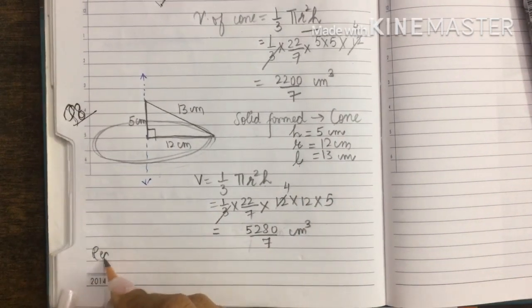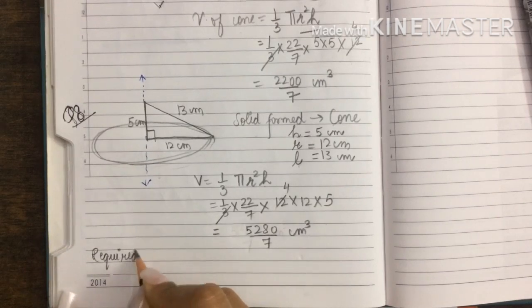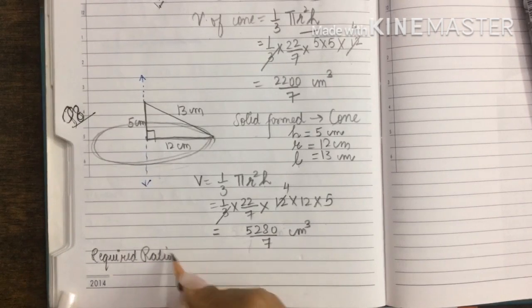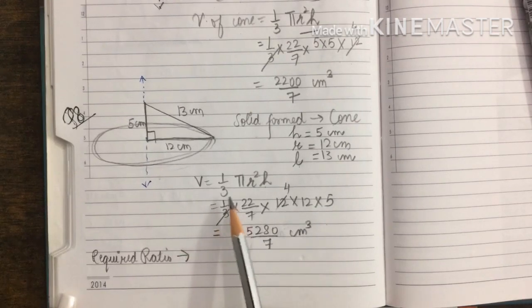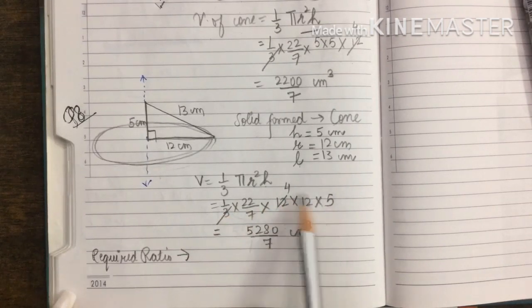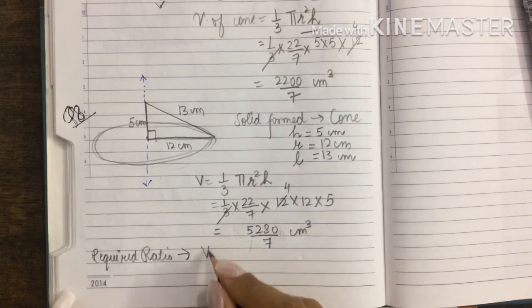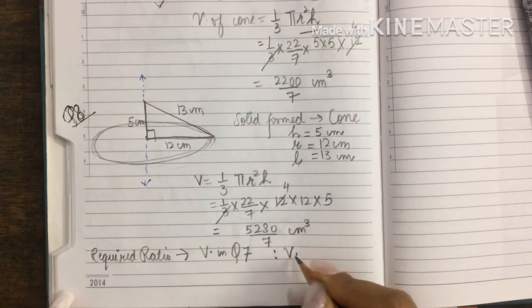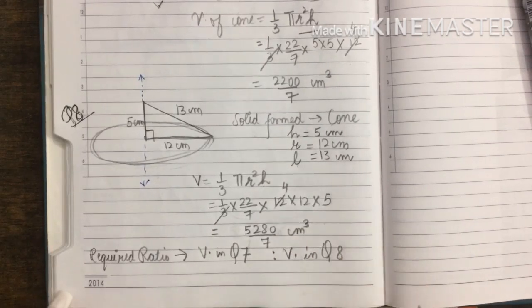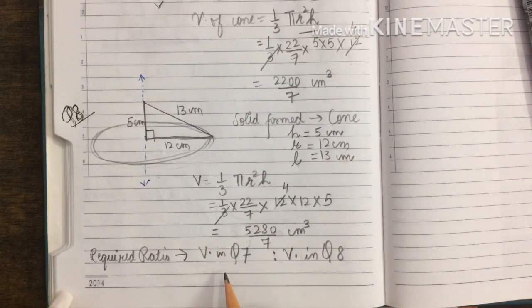So, the required ratio. For the ratio, I am using the expressions before simplification. So volume in question number 7 is 2. Volume in question number 8 without simplification.